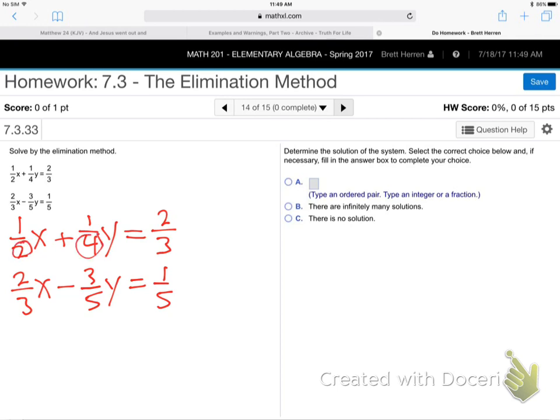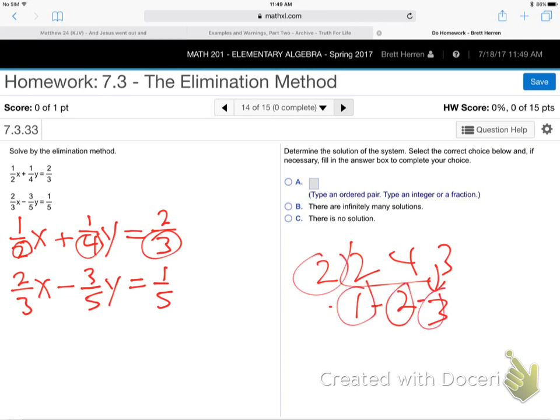So 2, 4, and 3. What do 2, 4, and 3 all go into? 12. Yeah, if you're not sure, do the box thing. 2, 4, 3. 2 goes into 2 one time. 2 goes into 4 two times. 2 doesn't go into 3. Bring it down. What goes into 1, 2, and 3? Nothing. So multiply these guys together. 2 times 1 times 2 is 4 times 3 is 12. But you probably already knew. 12. 12 is the number that 2, 4, and 3 all go into, right?